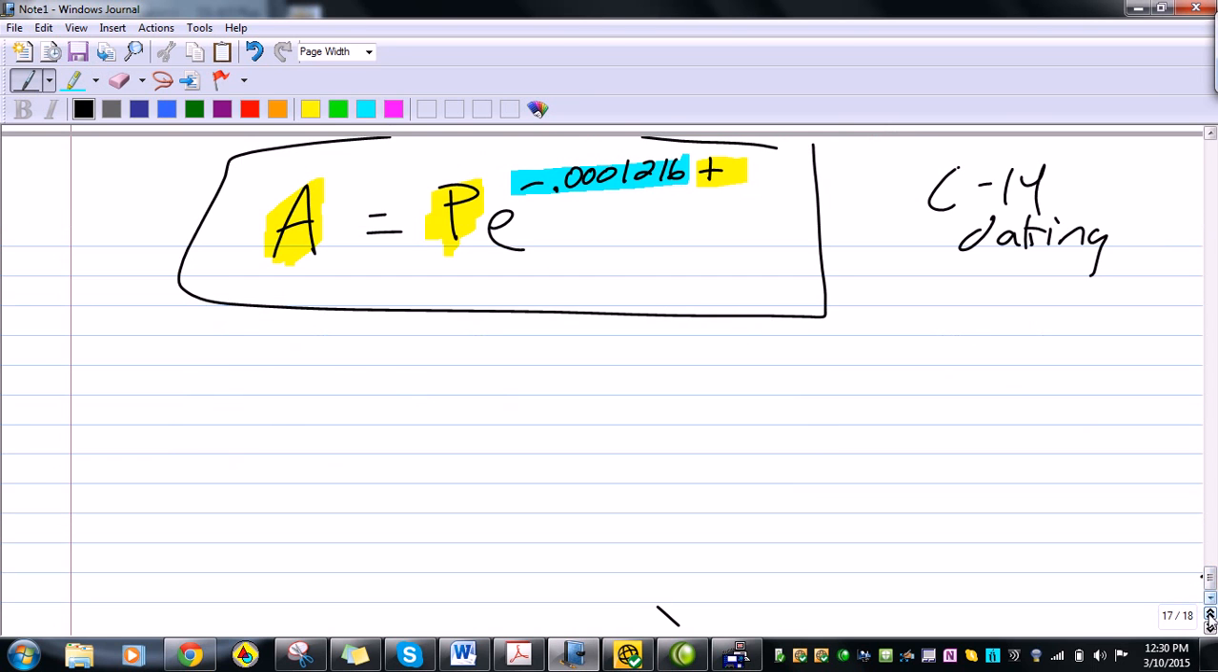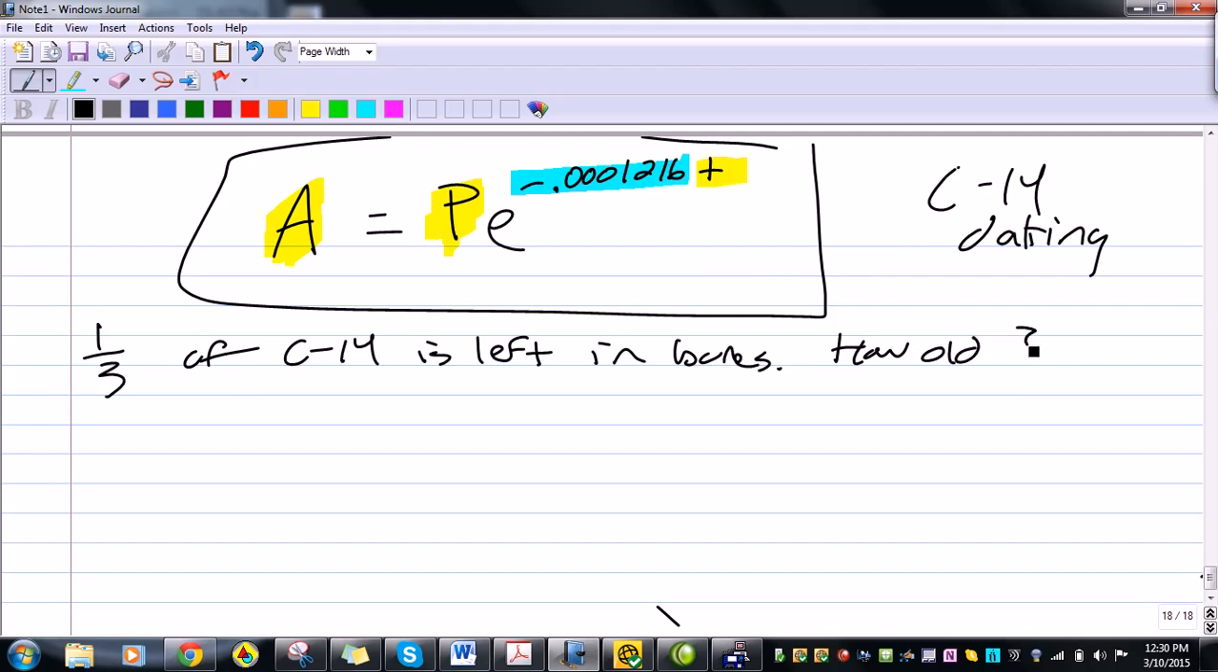So the question is, well, how do we use this, right? So if that's the formula we can use, what if a third of carbon-14 is left in, let's say, some old bones? How old are the bones? Right? So in order to solve this, okay, a third is left, so that means I want to get back for A 1/3 of what I started with. So if I start with P, I want to get back a third of P. Right? That would be a third left.